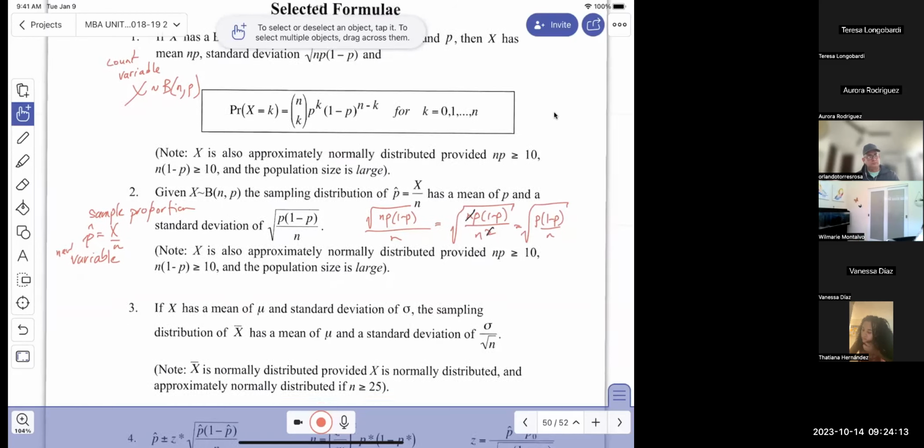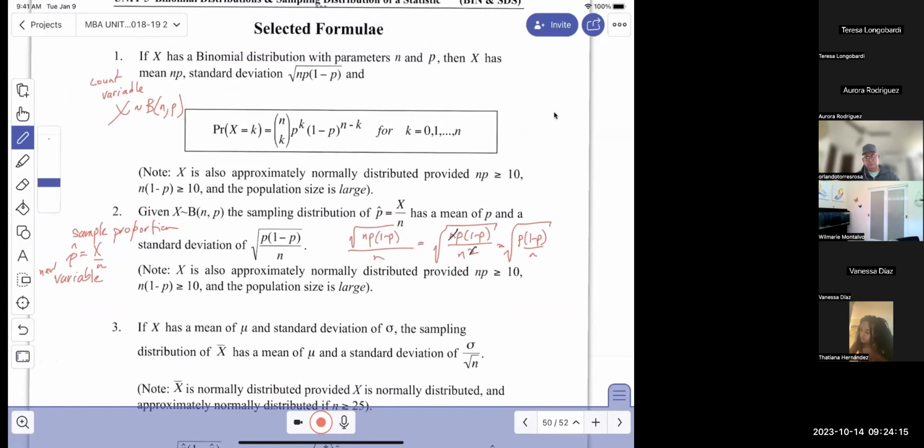All right, so this is part of what I called BIN, binomial, but this part here is also touching on the sampling distribution of a statistic. Because the sampling distribution of X has a mean and a standard deviation, in here are both BIN and SDS. And then here, this is really about SDS, the sampling distribution of the statistic called the sample proportion.